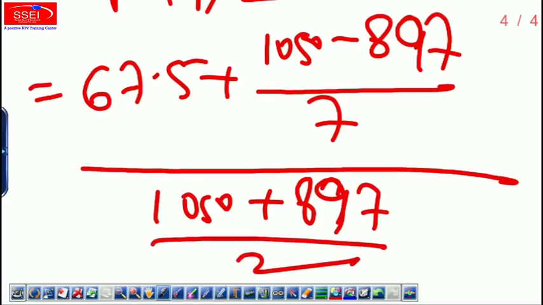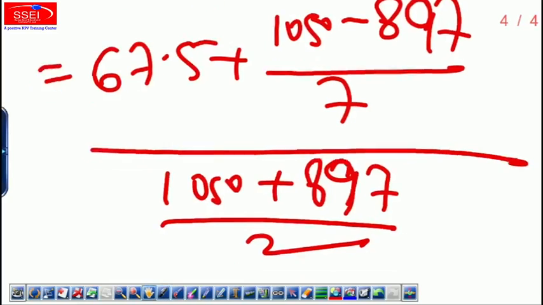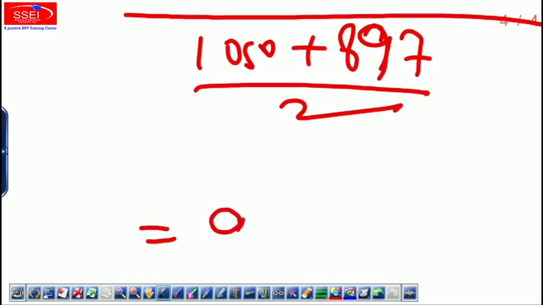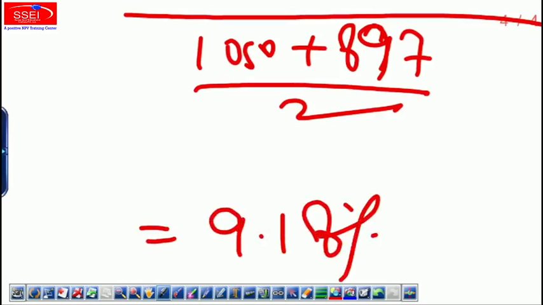Let's check. So in the numerator we start from here: 1050 minus 897 by 7. Whatever we got, that plus 67.5. That's the numerator. Denominator is (1050 plus 897) by 2. So we are getting 9.18%. It was such a beautiful way of doing it. Whether they will give marks on this or not, I don't know. I think they should, but I cannot commit.